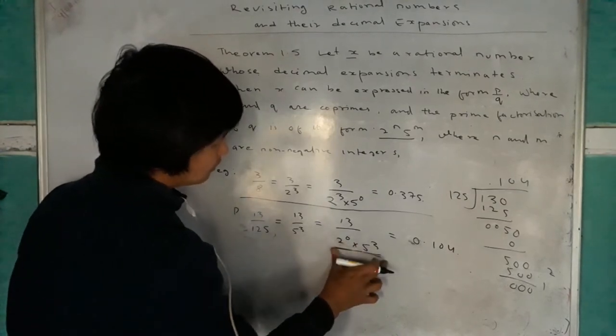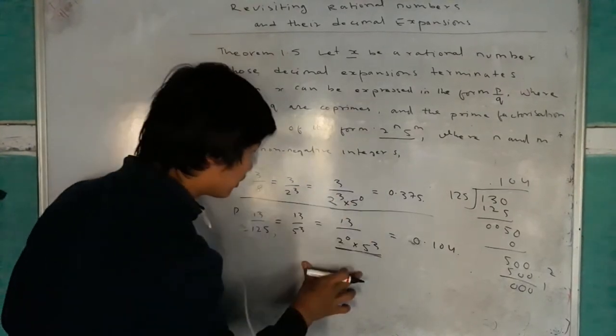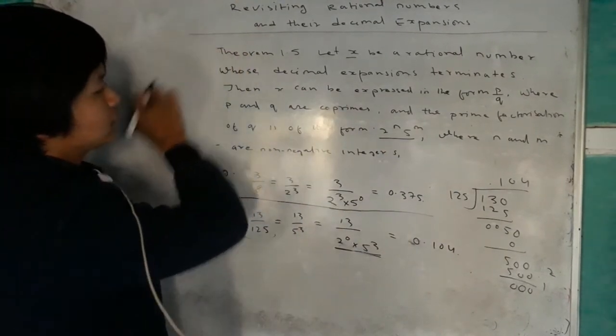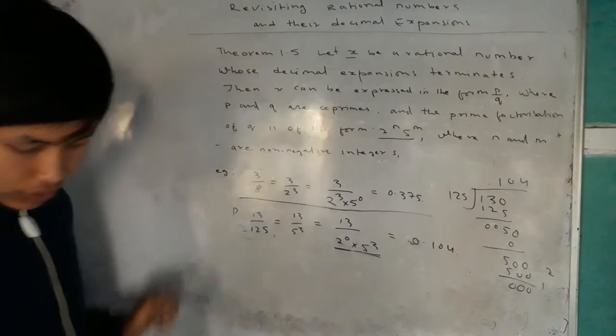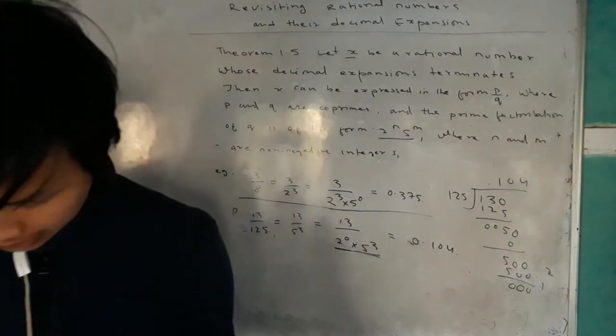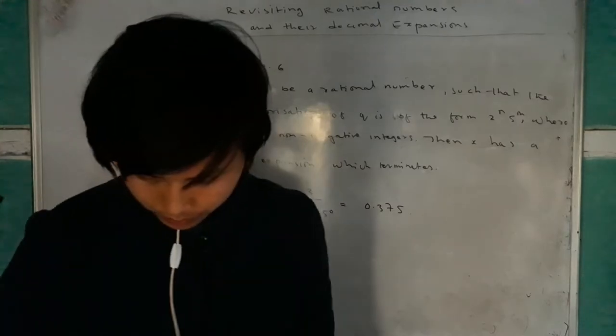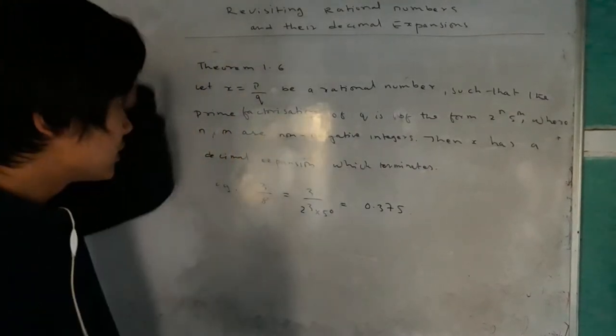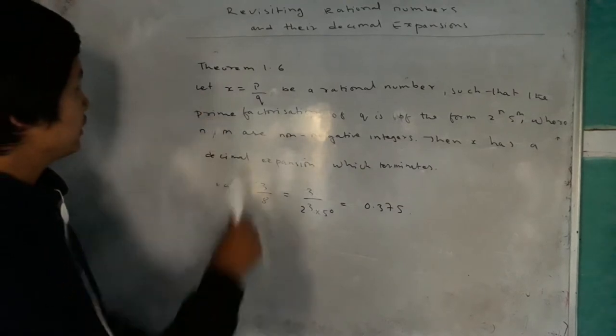then it is a rational number and the decimal will terminate. Here is the whole proof of this theorem. So the theorem is proved. So we will move on and come to theorem 1.6. What is theorem 1.6 saying? We'll quickly review.